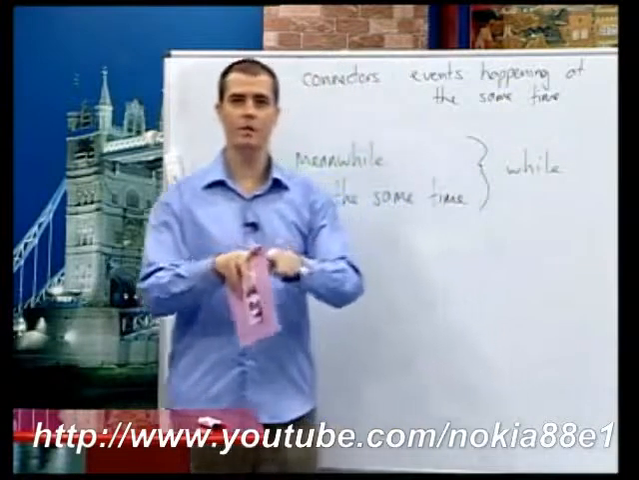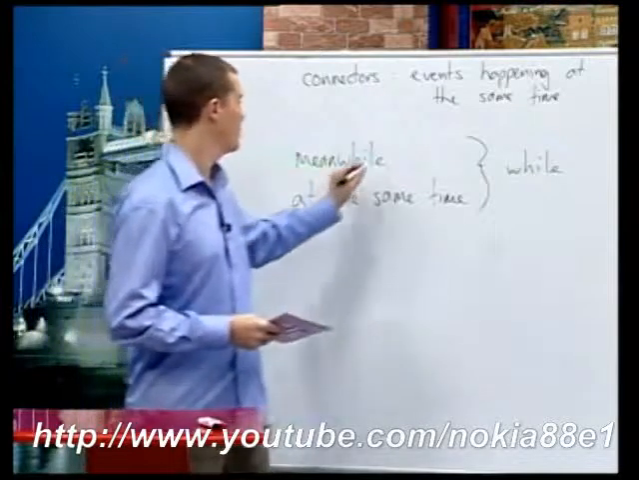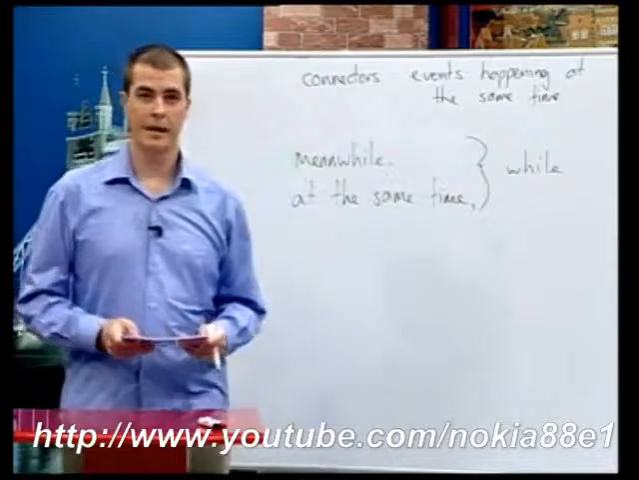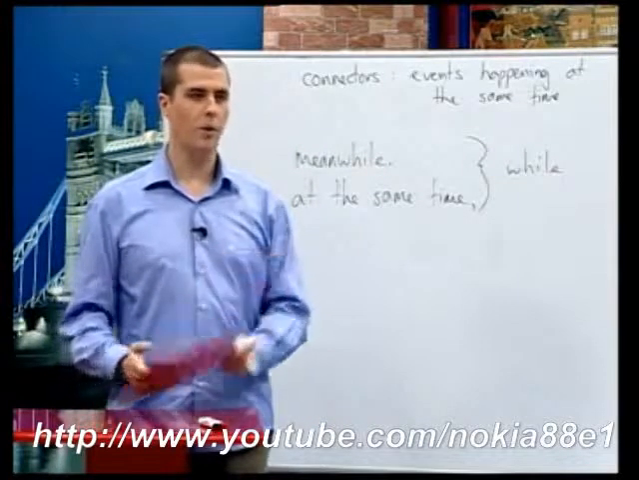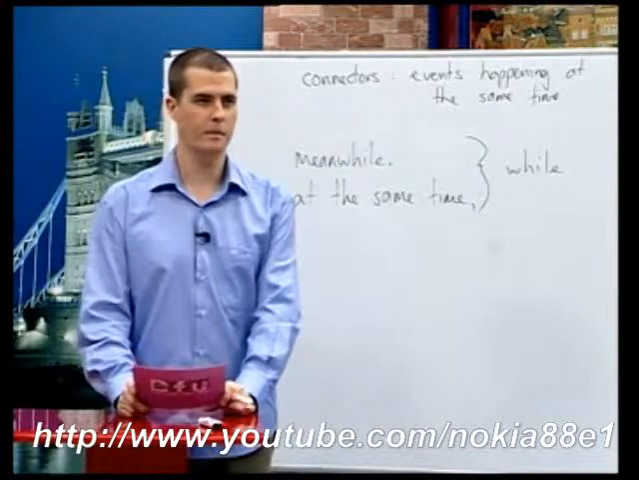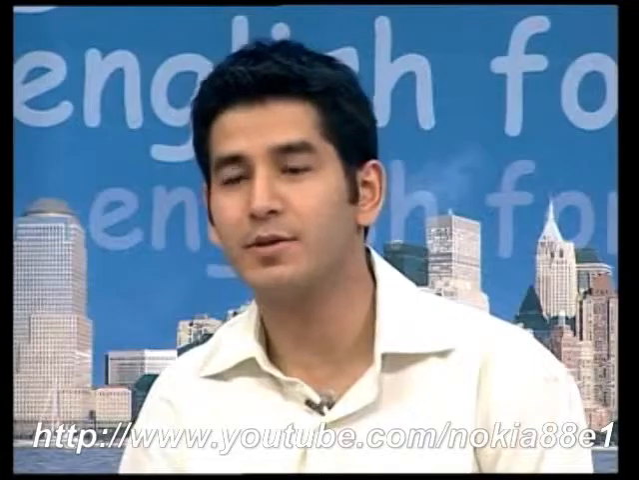Two things happening together at the same time are followed by a comma. Meanwhile, comma, at the same time, comma. Let's practice. Lewis, what does a carpenter's helper do while a carpenter is working? The carpenter may be building a chair. Meanwhile, the carpenter's helper may be handing him nails.